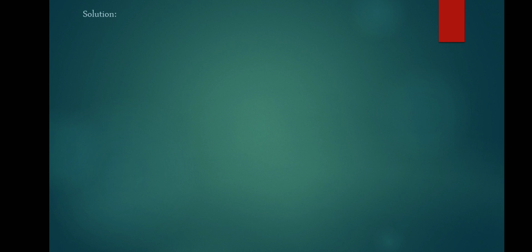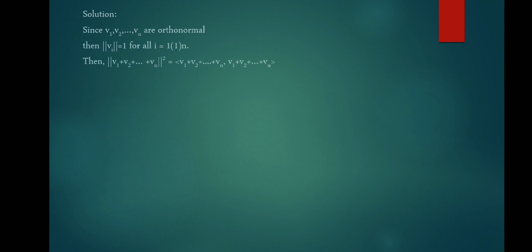So for the solution, we need to remember that the vectors given are orthonormal. So their norm is 1, and it follows that if we square the given norm, that is the norm of the sum of these vectors, we have the inner product of the sum of these vectors with itself.